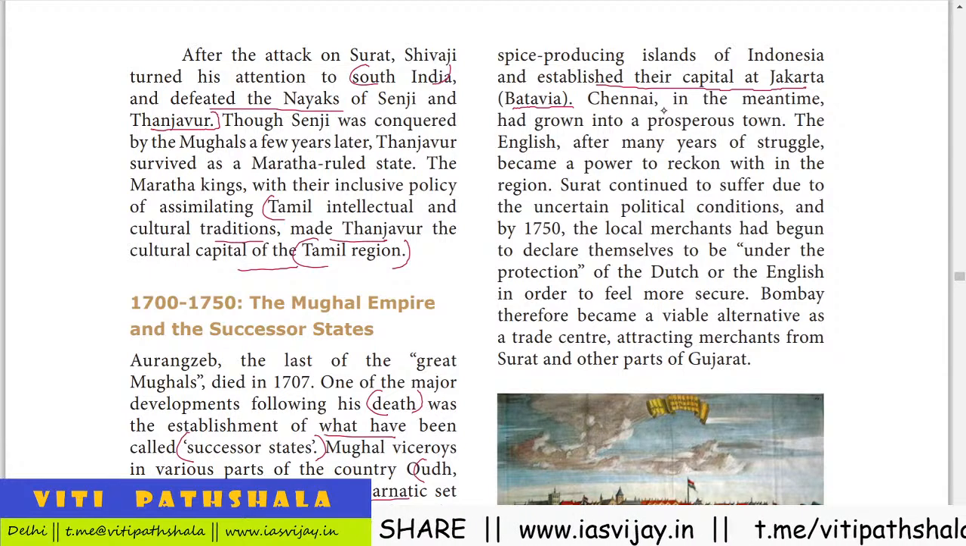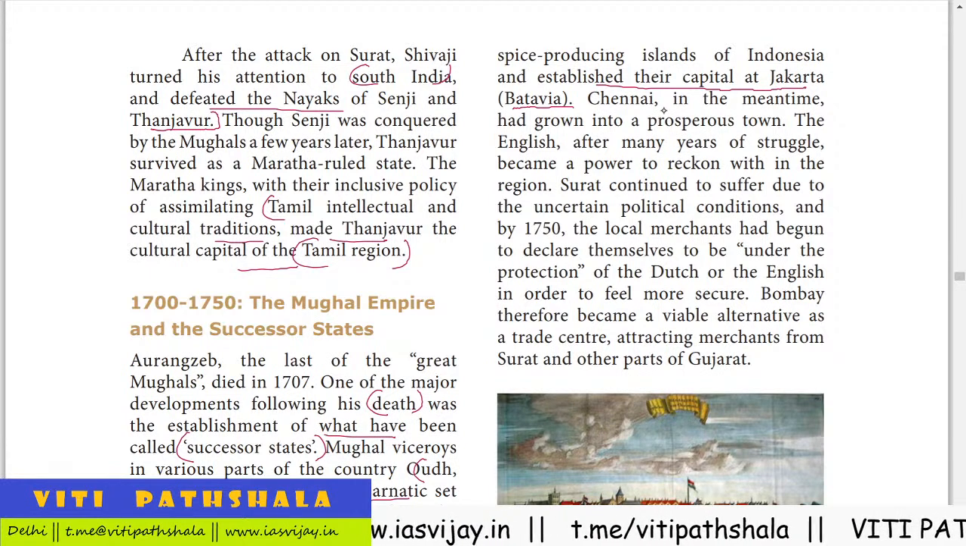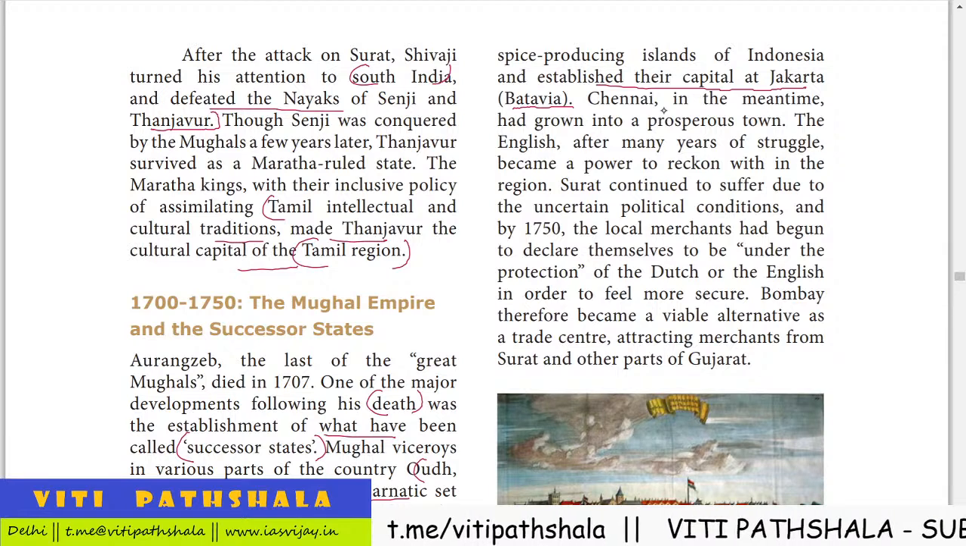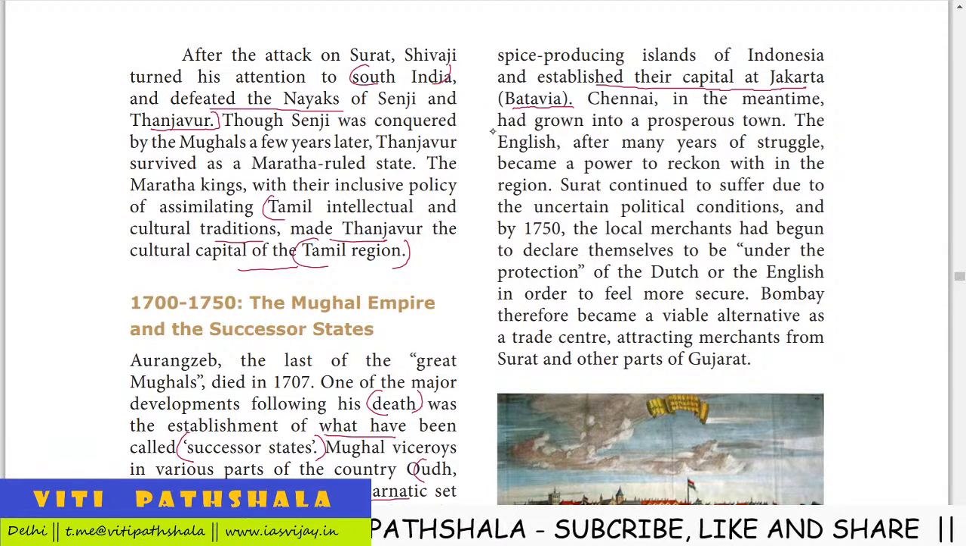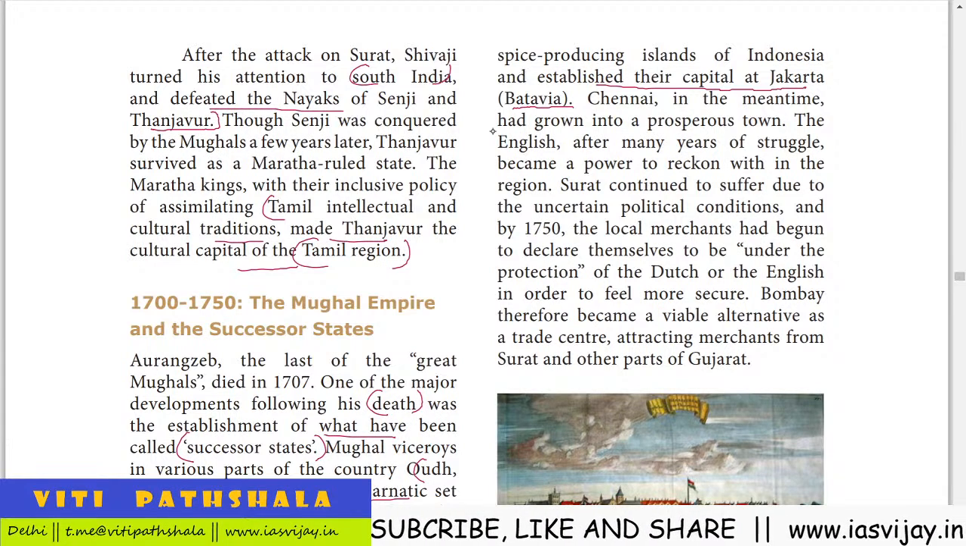Earlier, when I was taking the history classes, I began with these books, but I find that these books are not connecting the things. Now a student can get confused.